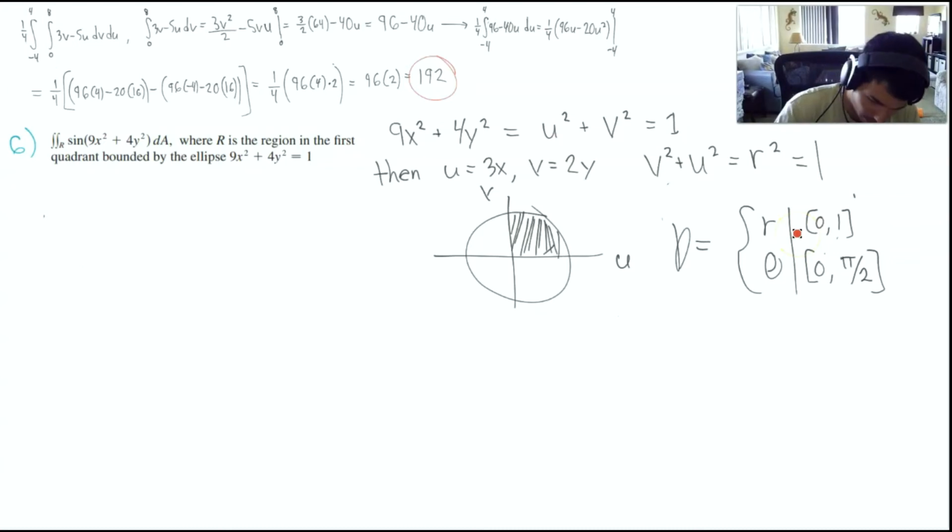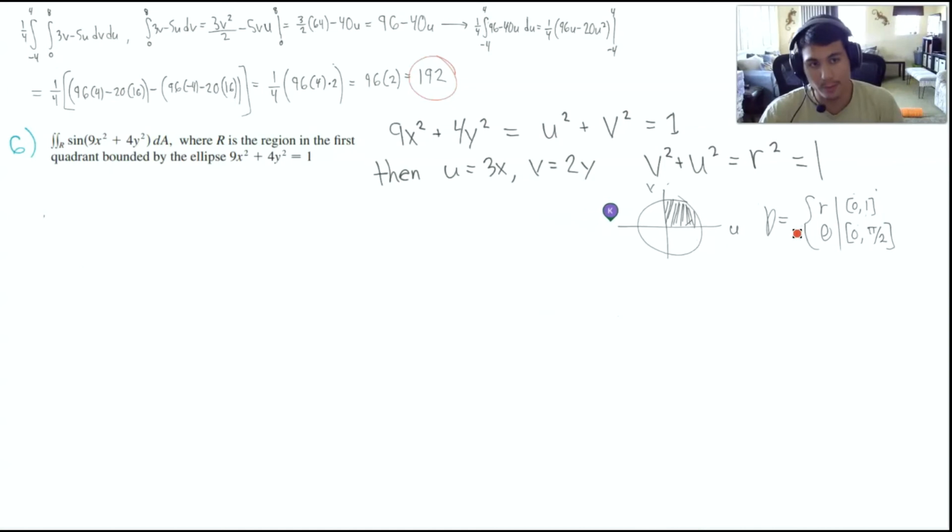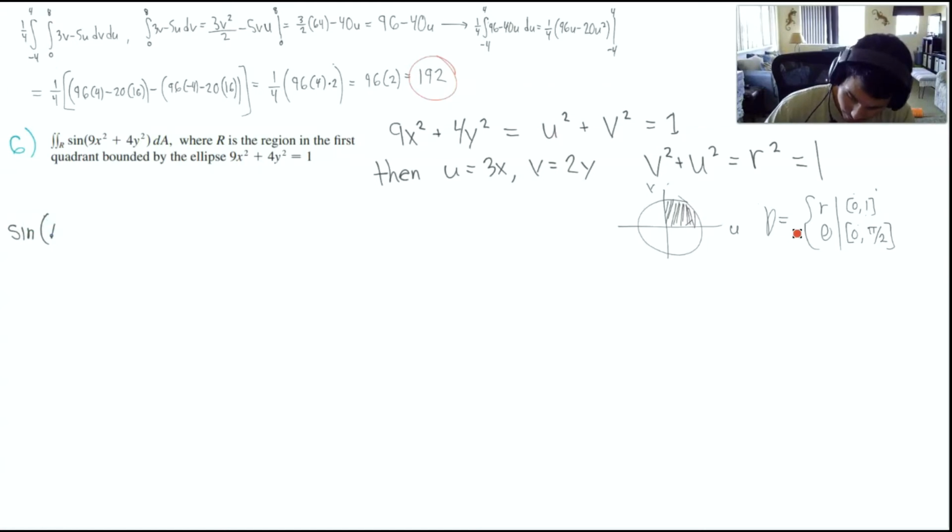I'm going to shrink everything just so we have more space for later. Okay, so we found our final bounds, we found our transformation equations, but we actually now need to do some calculus. But before we do that calculus, let's make our life a little bit easier and find our integrand. We go from sine of 9x squared. By the way, you don't need to do this. This is just for the sake of showing you guys.